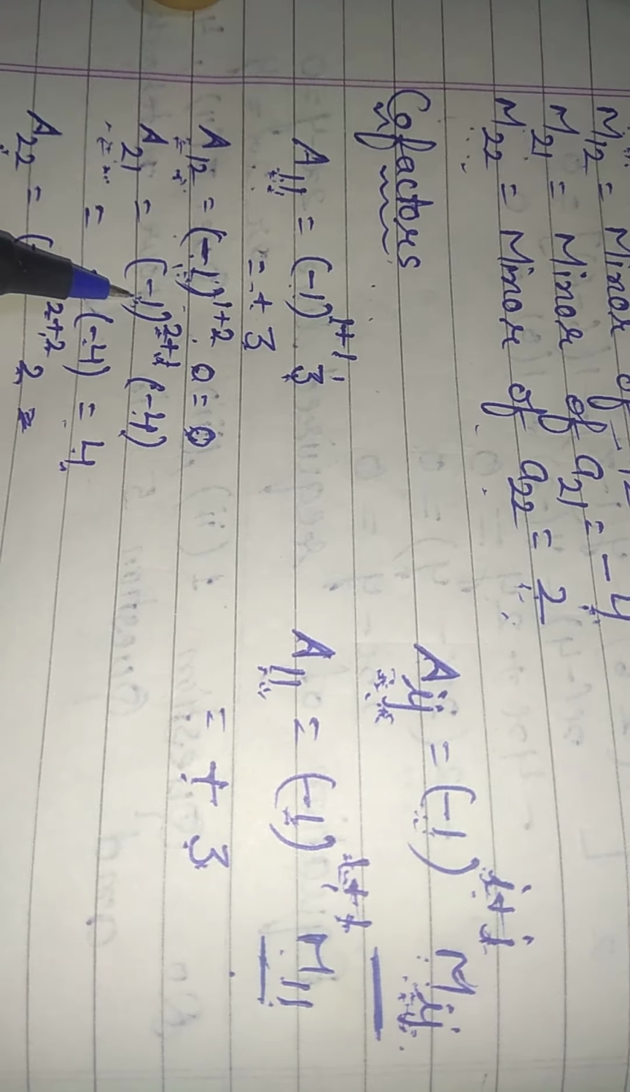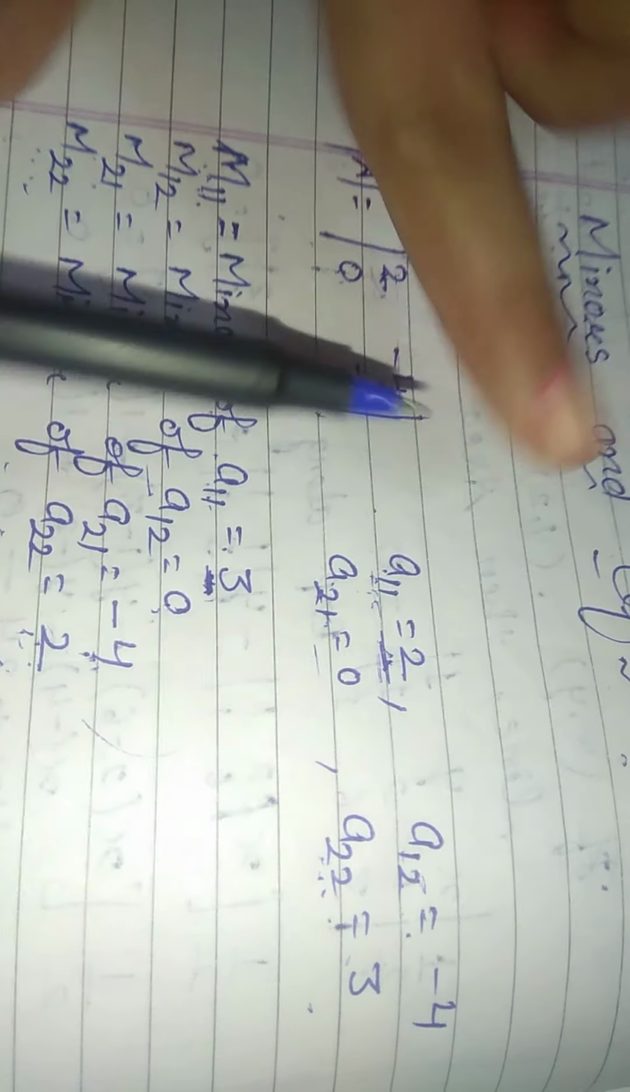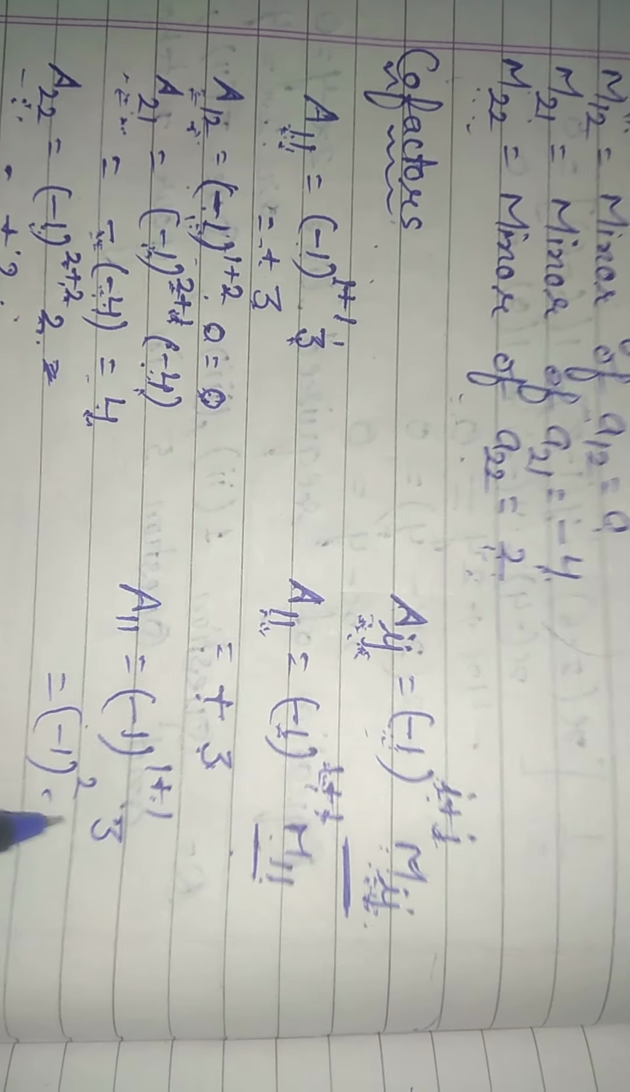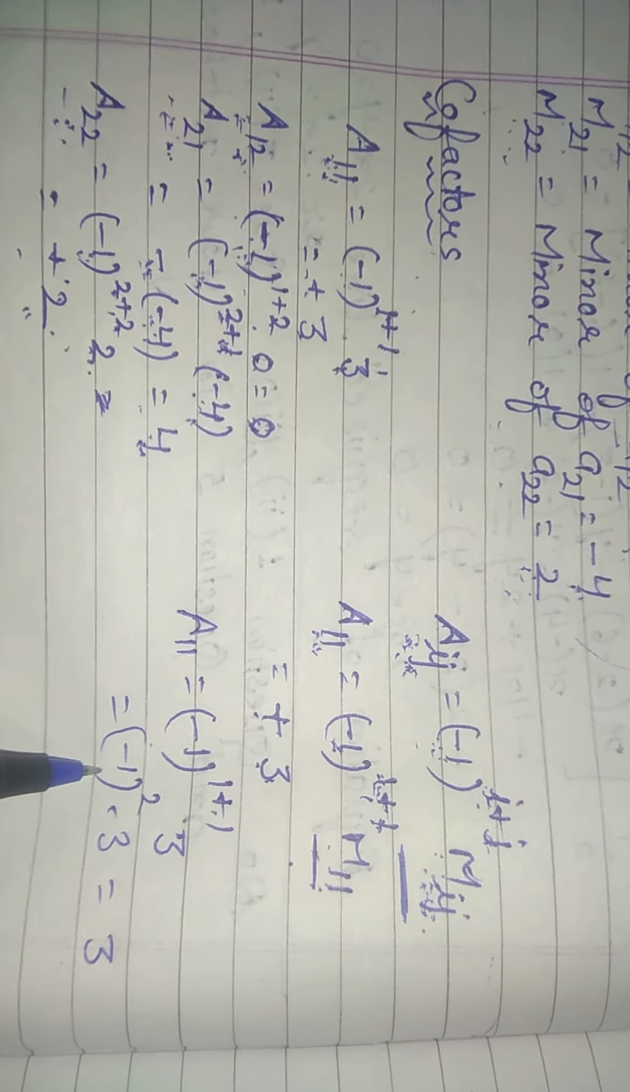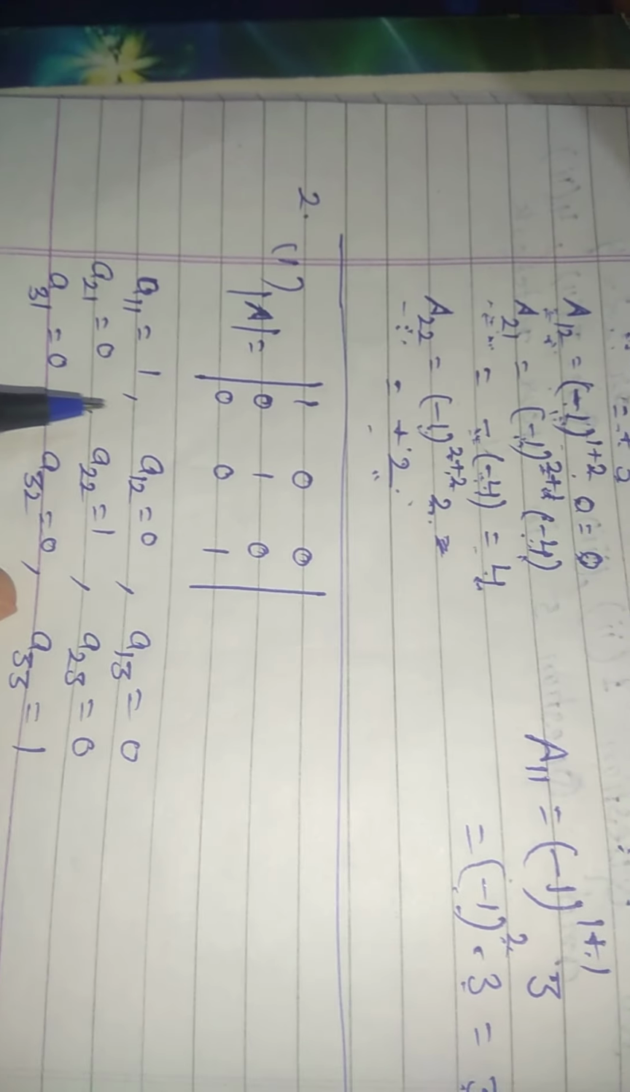Now, if the question is just to find cofactors, there is no need to find minors. You will find cofactors directly by using the formula. If you want to find A11, then -1 raised to 1 plus 1 into the minor. You want the cofactor of this element, so leave these elements. What is left? 3. So -1 raised to power 2, which is positive, into 3. The direct answer is +3. Okay, now come to the next question.